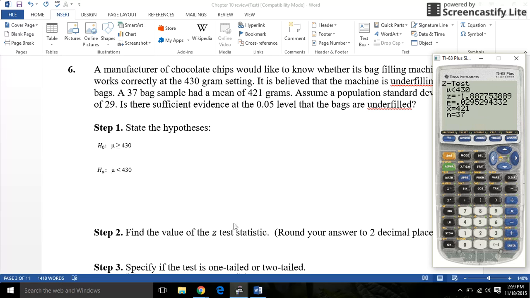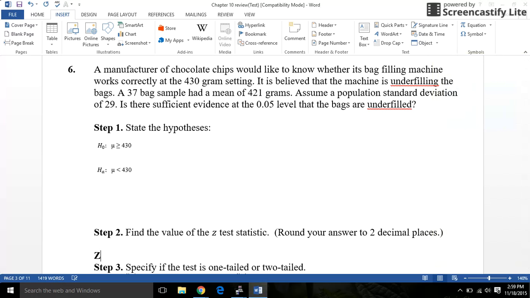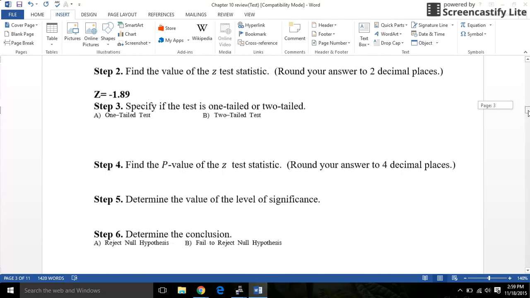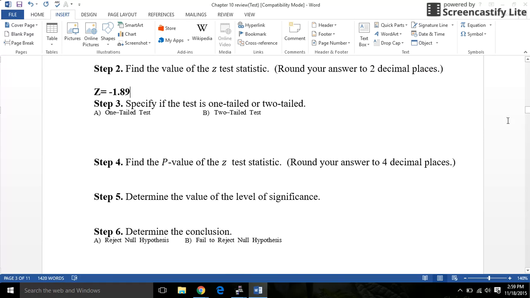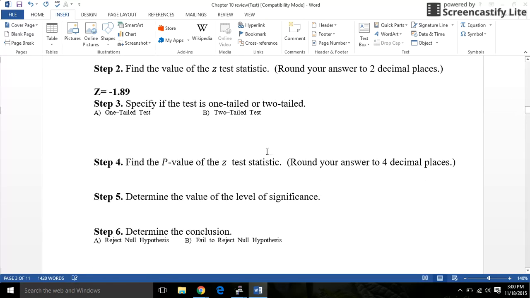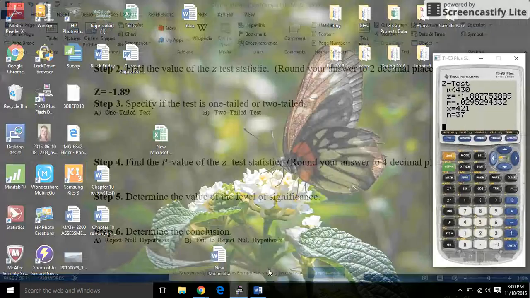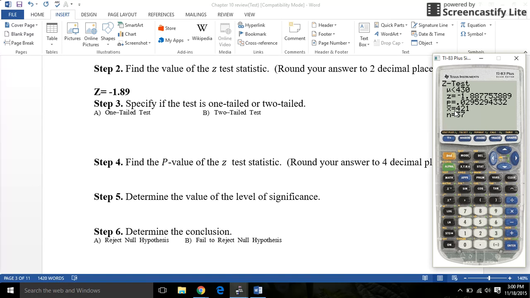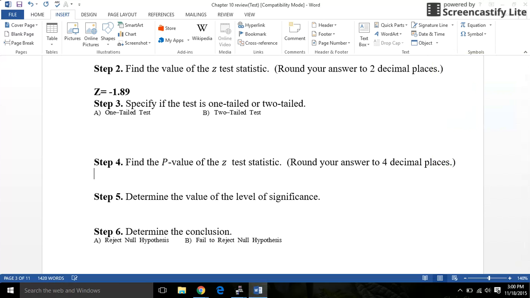All right, so what is my Z? My Z is negative 1.89, okay? So my Z equals negative 1.89. It asked me again, is this a one-tailed or two-tailed test? This is one-tailed again because of this less than sign right there. It's only one direction, that makes it a one-tailed test. Okay, what's my p-value? Again, I grab that from the calculator and I get p is 0.0295. So I'm going to put that in there. All right, so it says determine the level of significance, which is 0.05.